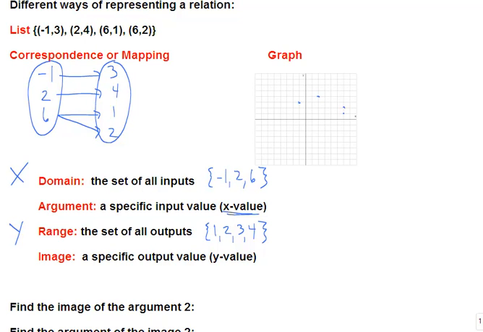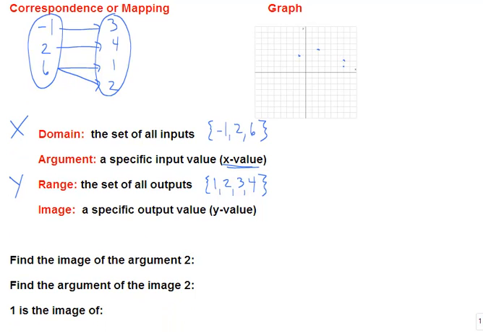To practice some of this new vocabulary, what would it mean if I said find the image of the argument 2? If we were to rephrase this, remember image is a y and argument is an x. So this is really saying find the y when the argument x is 2.